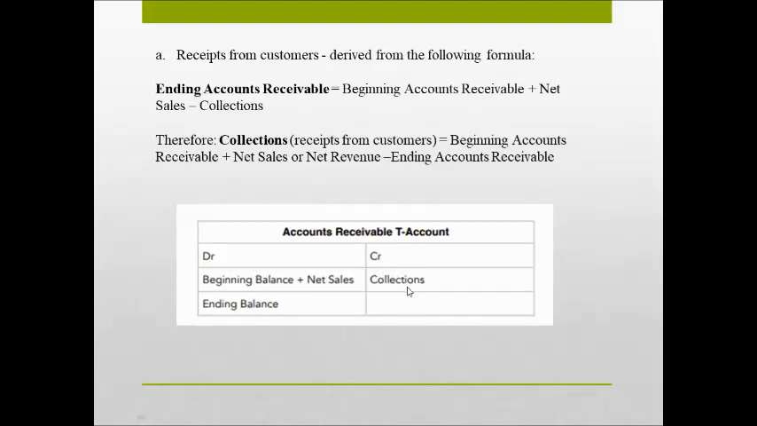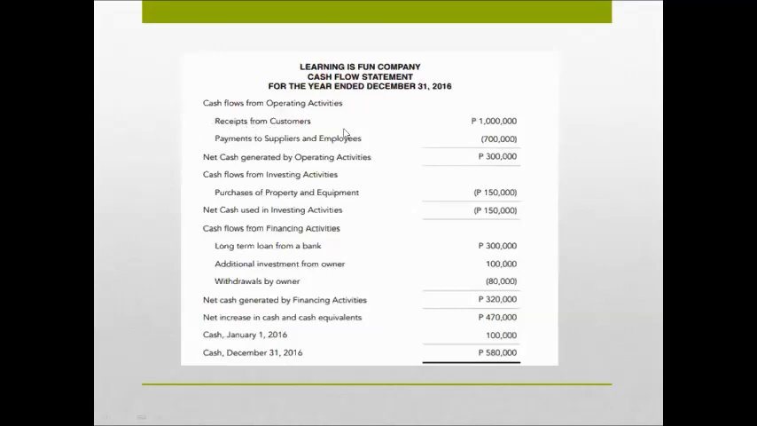If we are looking for the collection, collection is equal to beginning balance plus net sales less ending balance. So ganun lang naman siya kadaling i-compute if ever na given ang ating T accounts. But then again, huwag kayong matakot dito kasi sa mga books naman natin, ang mga ito are given na. But if in case na may encounter kayo na hindi sila given, you can always use this formula.